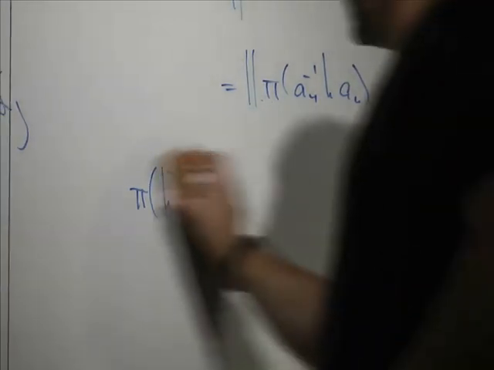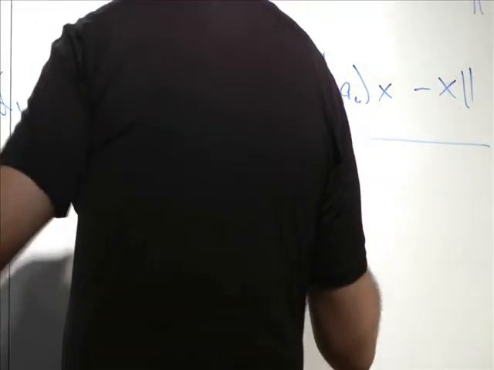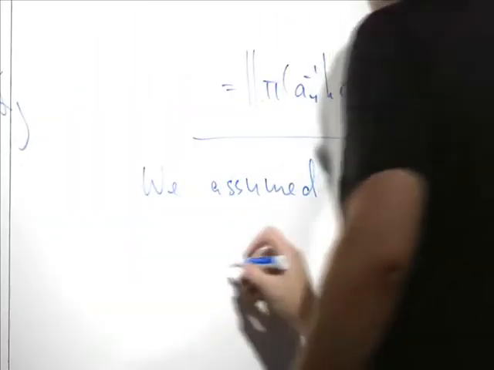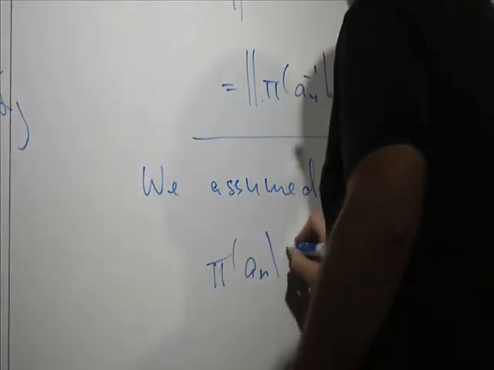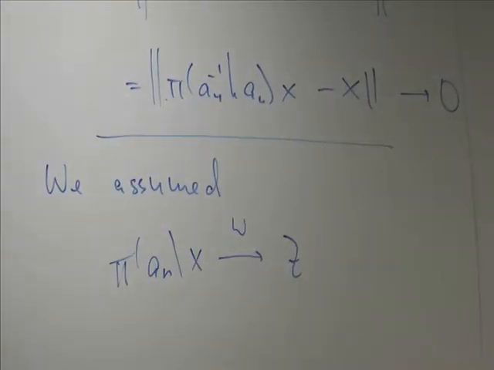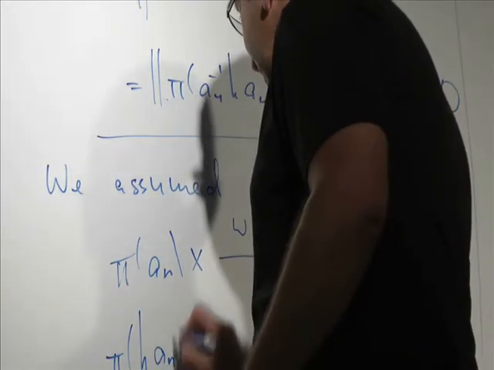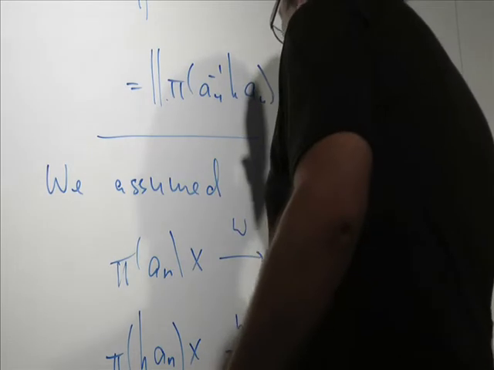Okay, so we have that. But notice that we assumed, just on the left here, that pi an x converges to z weakly. If I apply pi h to this, I will have weak convergence to pi h of z.